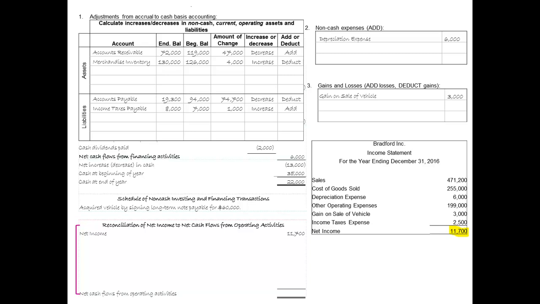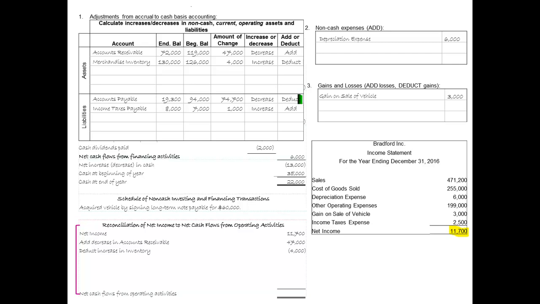Note the way that these pieces are typically worded. Add decrease in accounts receivable, $47,000. And since we're adding, we'll enter the amount of the change as a positive number. Then deduct increase in merchandise inventory, $4,000. This time, since we are deducting, we will enter the amount of the change as a negative number.